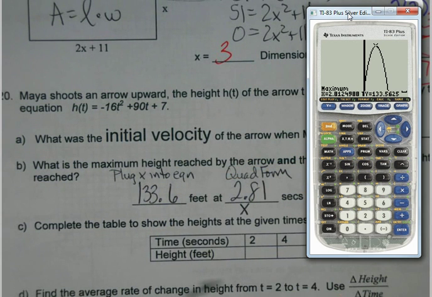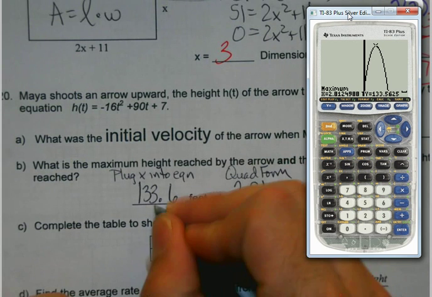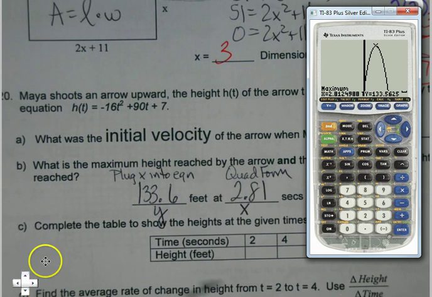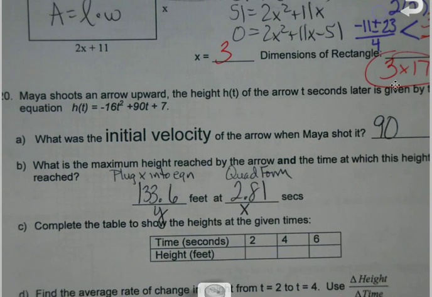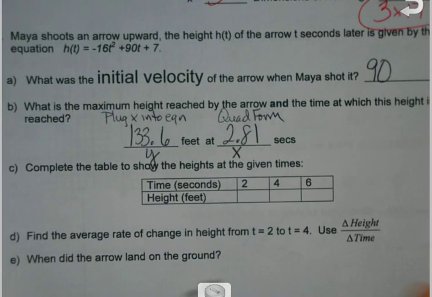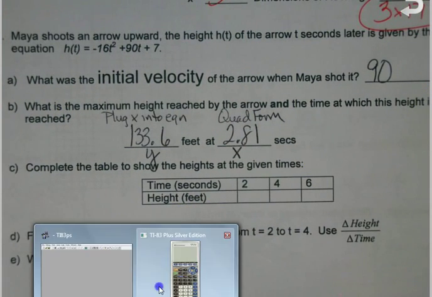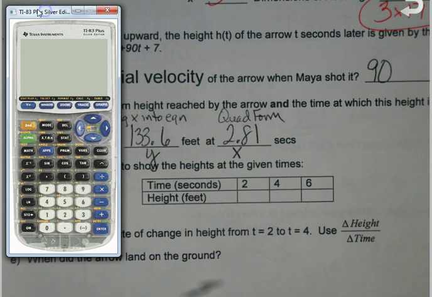And you could do it that way. But wow, this is a lot faster. Okay? Just something to ponder. Now, we're going to do some applications with this down below. Okay, complete the table to show the height at the given time. So again, the calculator is going to make my life simple.